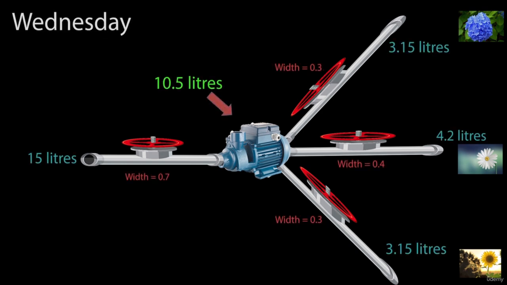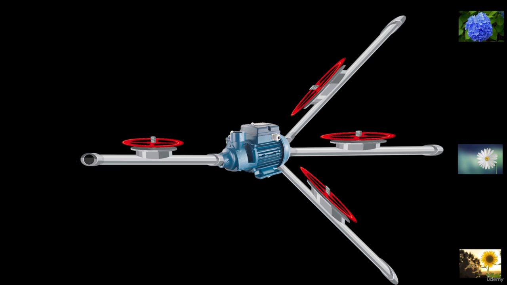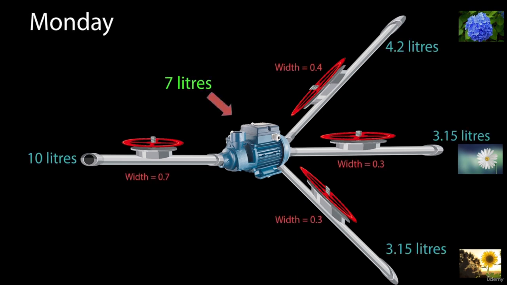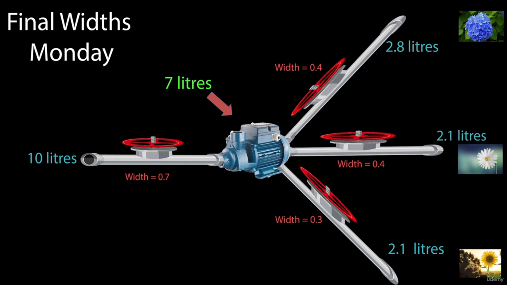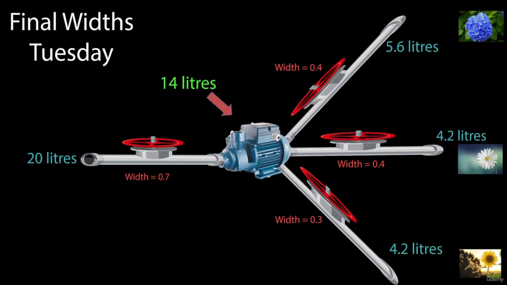A new hypothesis is formed for Wednesday, which results in a plumbing system with the pipe widths being a little closer to what is required. Then this process repeats with Monday and continues to repeat. Eventually, the pipe widths will reach values that supply the required amount of water for each plant on the required days.